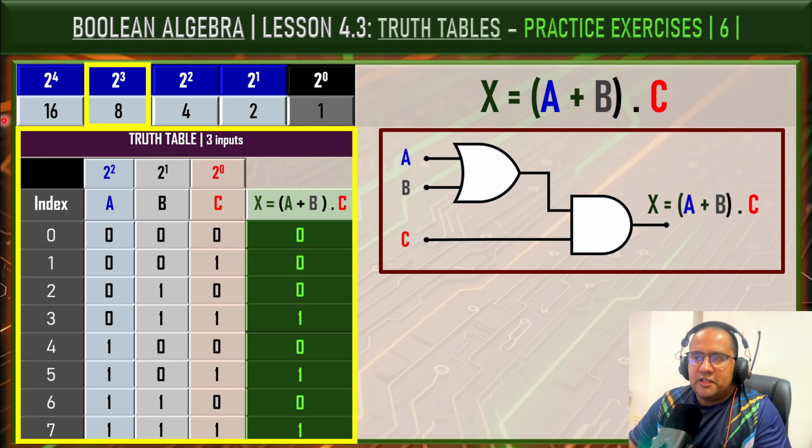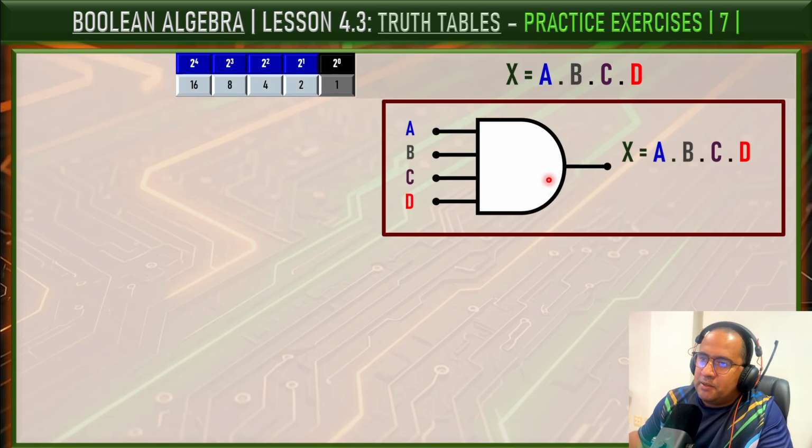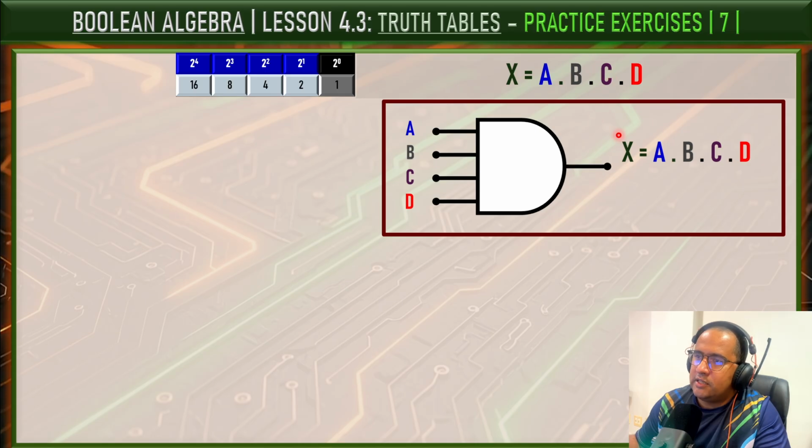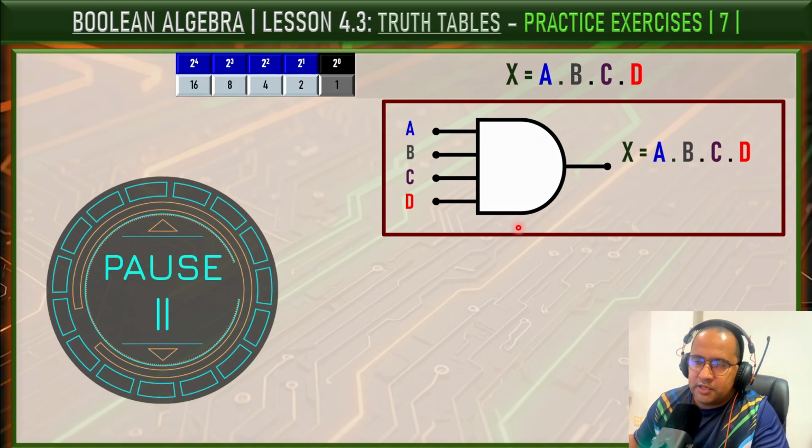Now let's move on to the next exercise. This time, we'll analyze a logical function implemented with a 4-input AND gate. The logical expression is A times B times C times D, and we can see its equivalent logic circuit. Pause the video and try to solve this truth table exercise before checking the final result.